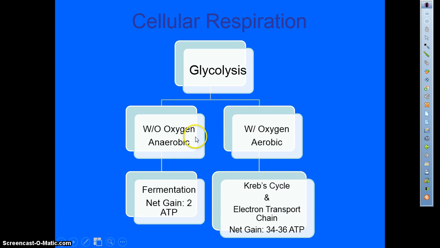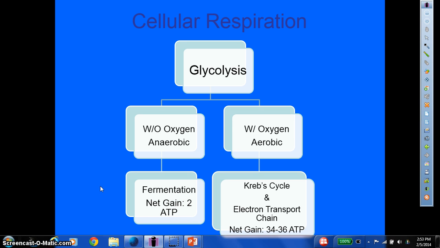However, if oxygen is not present, it becomes anaerobic, or without oxygen. And this is called fermentation. Fermentation is not as lucrative as the Krebs cycle and electron transport chain. However, it is a source of ATP, even though there are only 2 ATP being gained in this process.